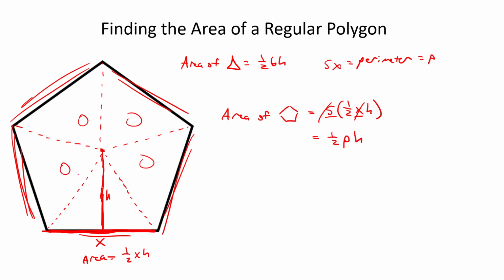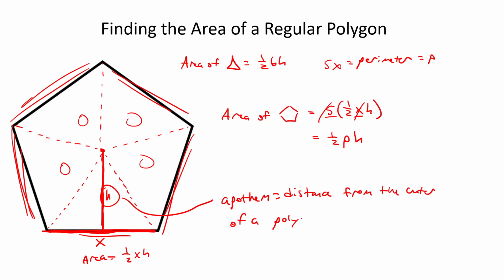Now we're going to give this another name. I called it height so we could see, because we're used to using triangles. But what we're usually going to call this distance is the apothem, which is the distance from the center of a polygon to its edge. It's the distance measured from the center directly to the side at a right angle. And it's from here that we get the formula, which will be on the next slide.